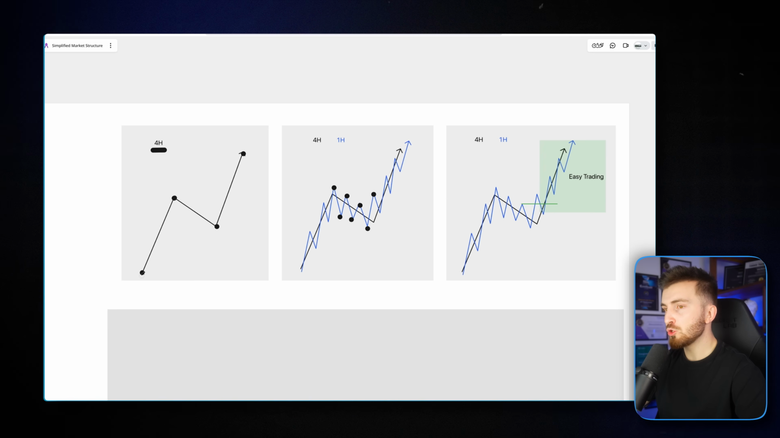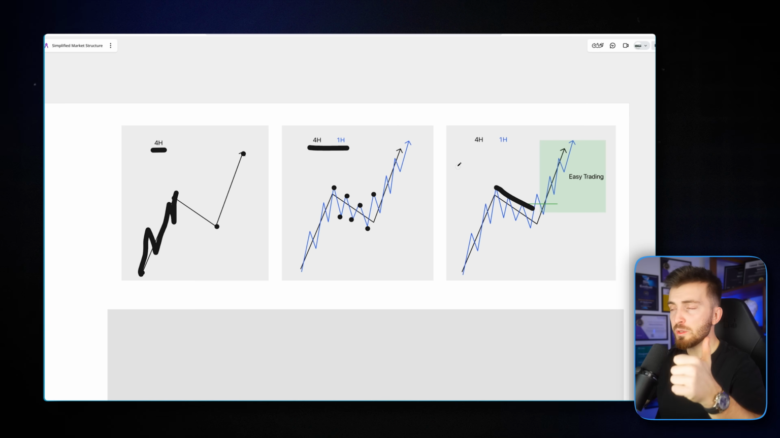So our job is to look for trades as the market is moving bullish on both time frames and just wait when they are not in sync, when the 4-hour is bullish and the 1-hour is bearish. If you do this, you'll already see an amazing improvement not only on your market structure reading, but also on the ease of the trades that you're taking.